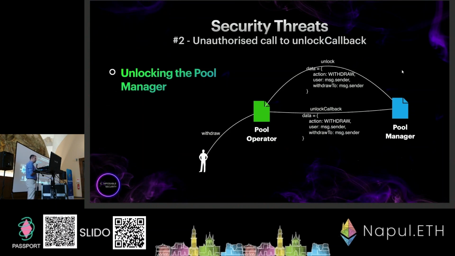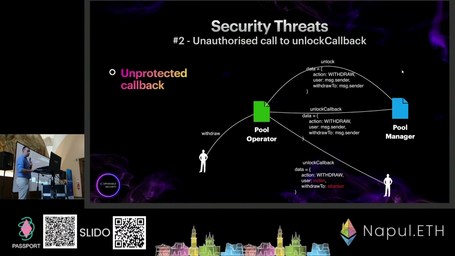You cannot do any of them before you reach unlock callback function. So what happens if I try to call this unlock callback function directly by some kind of malicious contract or by my EOA directly? If the pool operator doesn't protect unlock callback function, I can make it any operation. For example, in this example, I can make it withdraw the liquidity on behalf of some victim and transfer the tokens to my address, right?